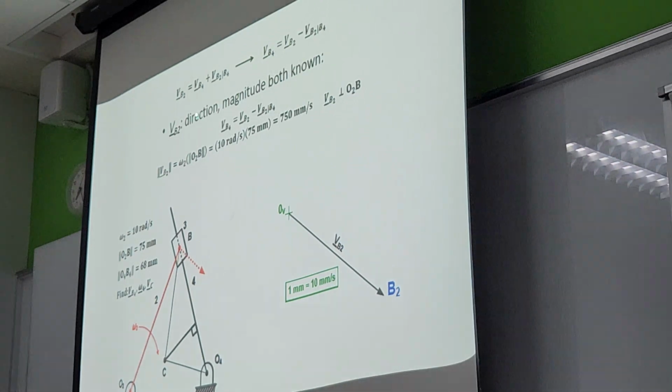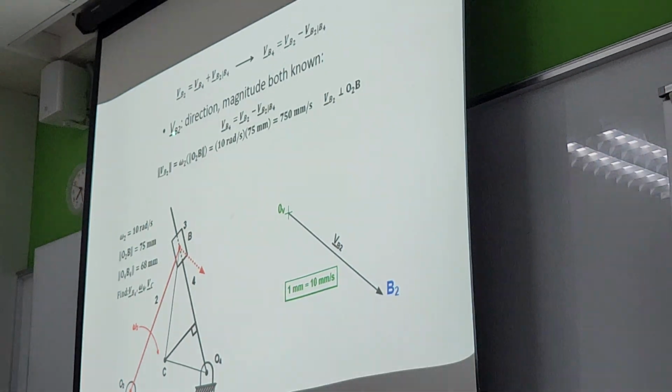So we write the relative velocity equation. The relative velocity equation is velocity of point B on link 2 is equal to velocity of point B on link 4 plus the relative velocity. So we can also write a similar equation, linking point B on link 4 and link 2. Velocity of B on link 4 is equal to velocity of B on link 2 plus the relative velocity of B2, B4. So we can write these two equations.